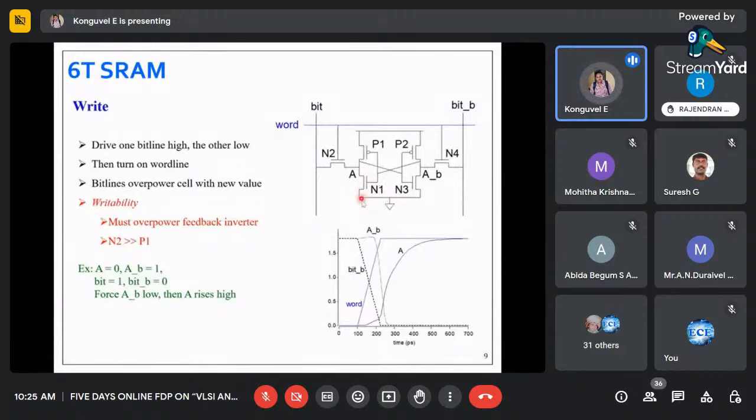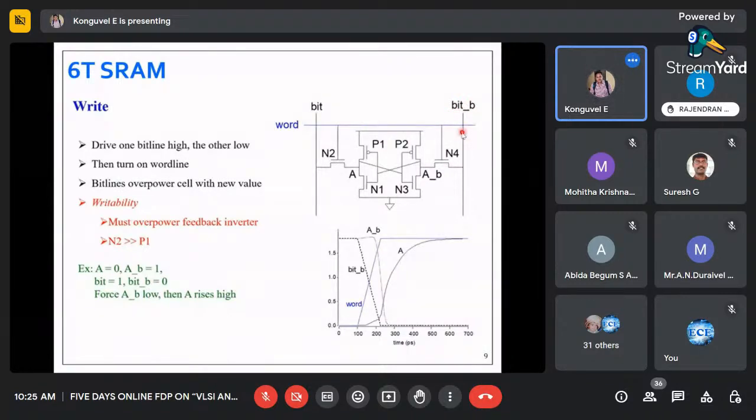Now what I'm going to do is make A as 1. For that, first I have to give the word line. That is the first activity. In any memory cell, the word line should be enabled, then only the entire word will be enabled, out of which we then go for the individual bits. So now I put the word signal on, and the bit signal as 1, bit bar signal as 0.